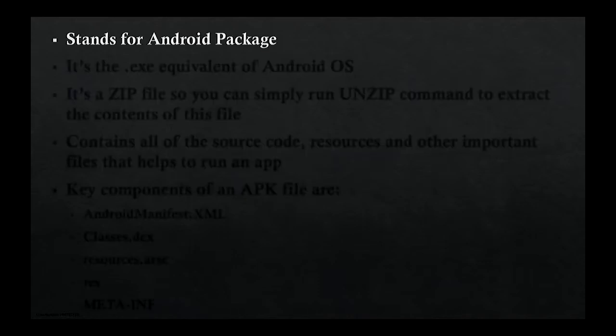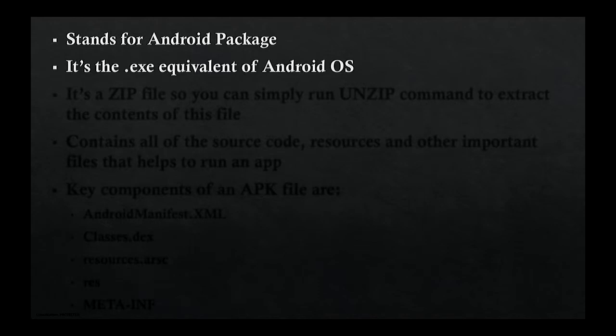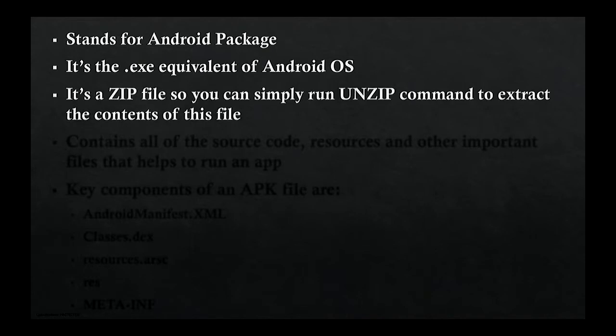So that's why your new phones are faster, because that code is already compiled. So, coming back to our main topic: what is an APK? An APK is pretty much the executable version, the .exe version, of Android. It's a zip file. You can simply run an unzip command and unzip it.